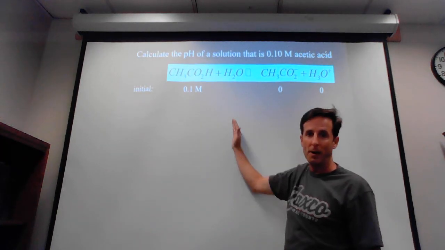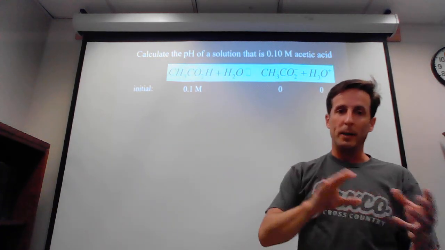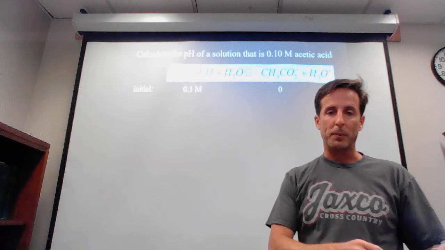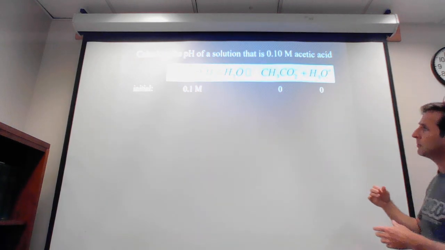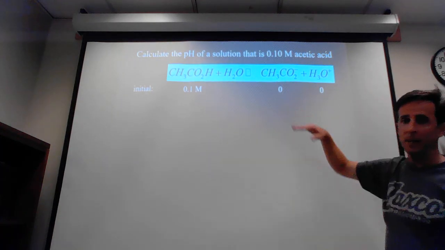It doesn't play a part in my ice table, or at least those numbers aren't going to be important, because when I go to the equilibrium expression, I'm going to leave them out anyway, because water won't be part of the equilibrium expression. All right, so I got my initial amount of the acid 0.1. Again, the amount of these is going to initially be 0.